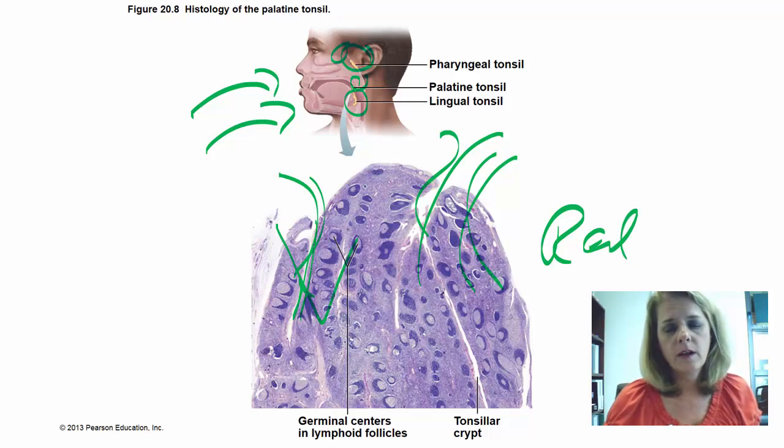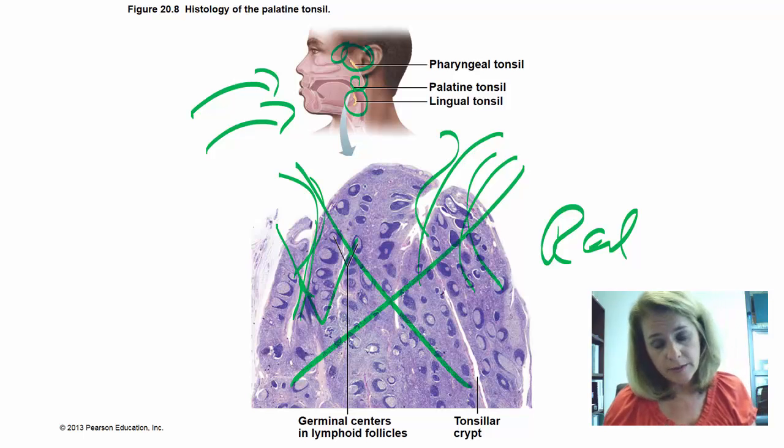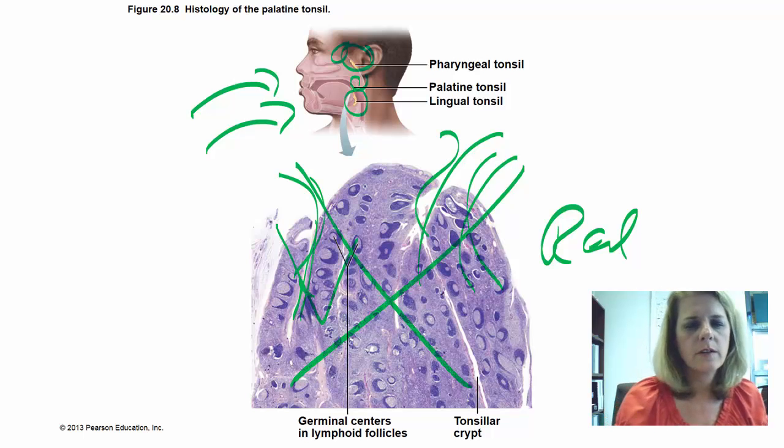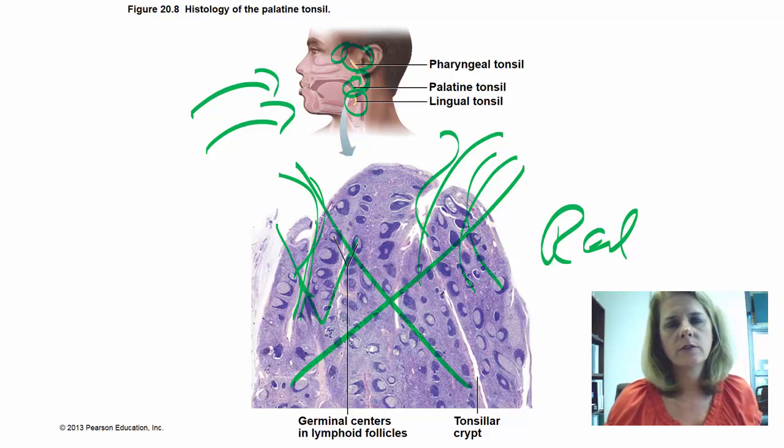For some people, it causes more harm. They don't work. They just stay inflamed when you have tonsillitis all the time, and so they'll do a tonsillectomy and take them out. So don't be surprised if maybe half my class has had a tonsillectomy, because for some people they don't really do the job. They cause more pain than they do helping you fight off infection. Typically they don't take all your tonsils, so they may just take the ones at the back of your throat and leave your pharyngeal tonsils there.